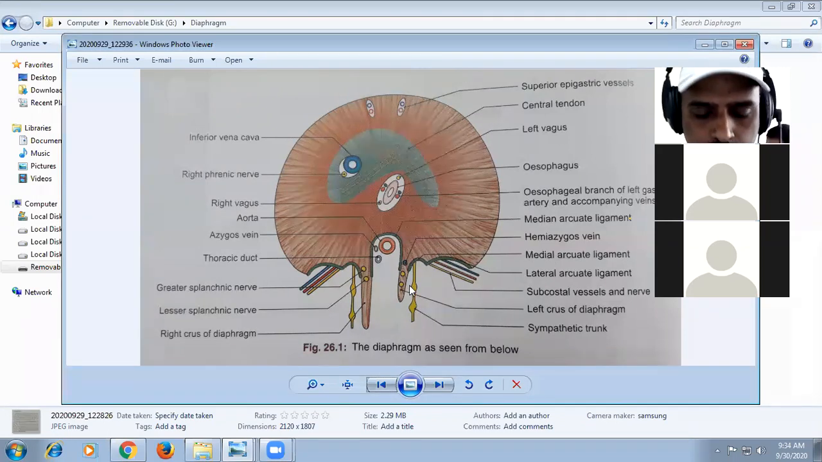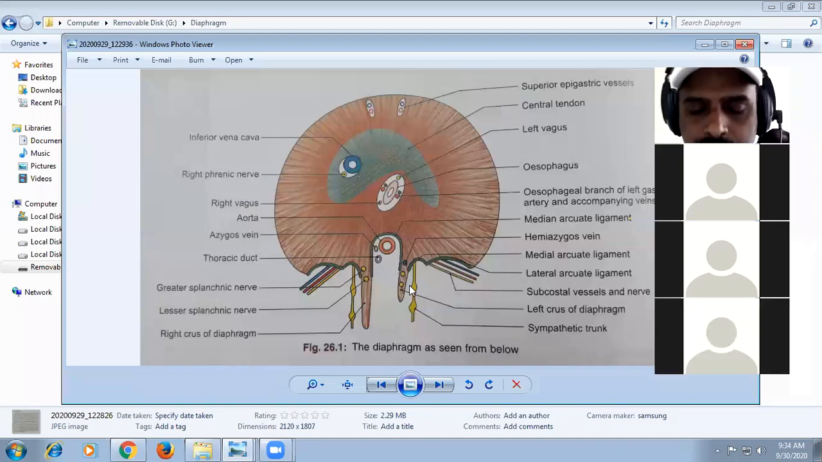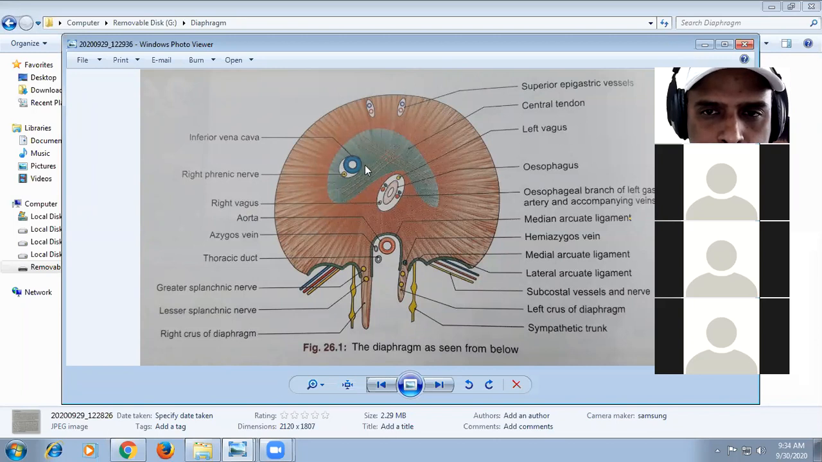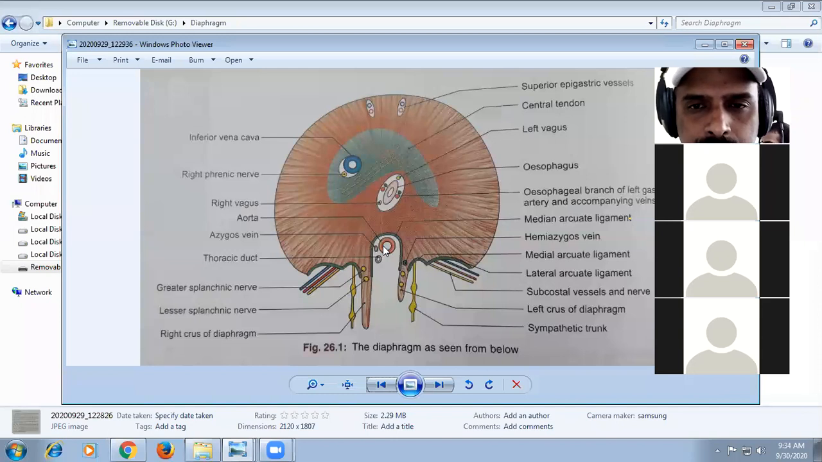And the most important question commonly asked in the exam is: what are the openings in the diaphragm? In the introduction I first told about the structures which enter from the thorax to the abdomen and come from the abdomen to the thorax, crossing the diaphragm. Here you can see the total diaphragm muscle fibers and the insertion points. In this muscle, we have larger openings and smaller openings. We have to remember mainly the larger openings of the diaphragm. Even in a 2 marks question, it can be asked: name the larger openings of the diaphragm.